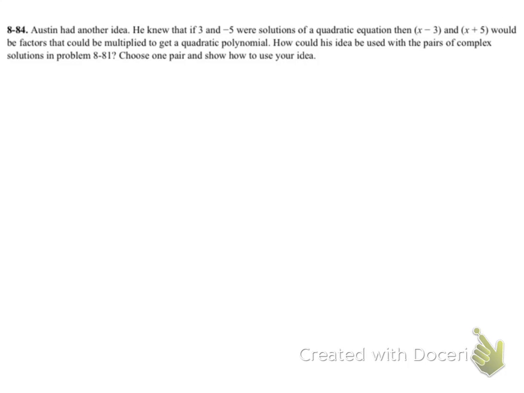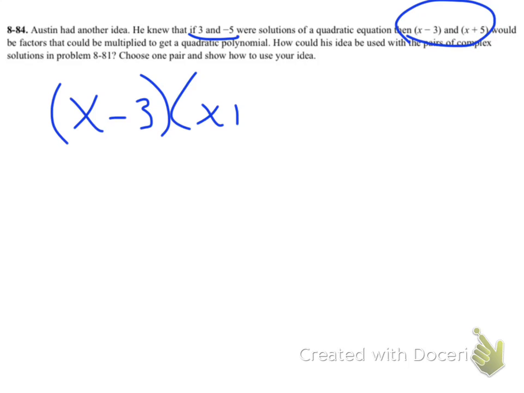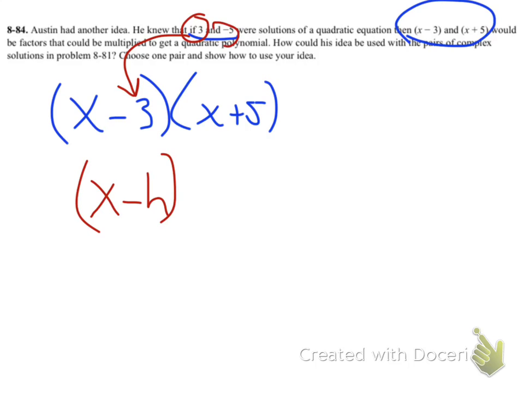Problem 84, we know that we have roots at 3 and negative 5. That means our factors then are x minus 3 and x plus 5. There's my h value when I'm doing x minus h, and a negative 5 is my h value here. X minus a negative 5 would be the same as x plus 5.